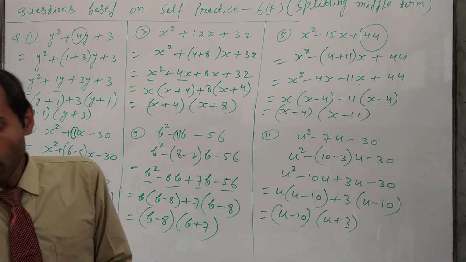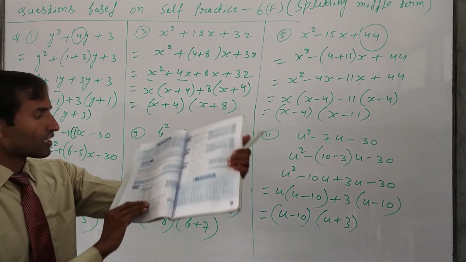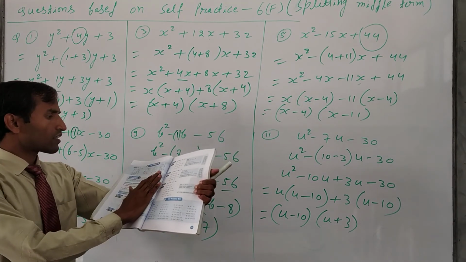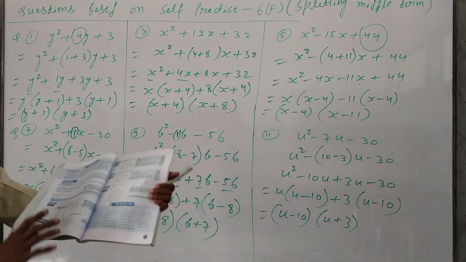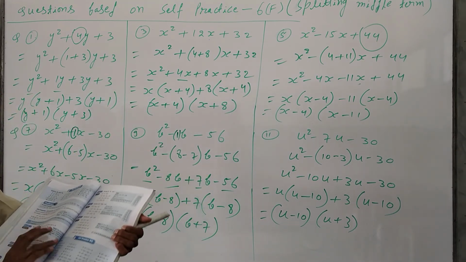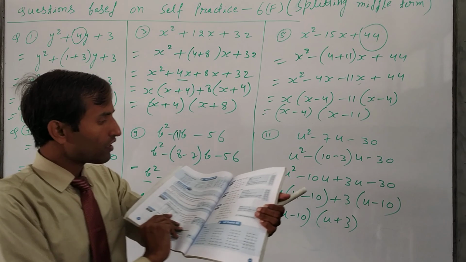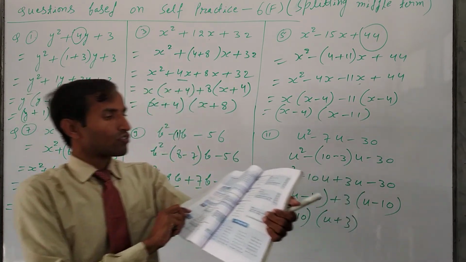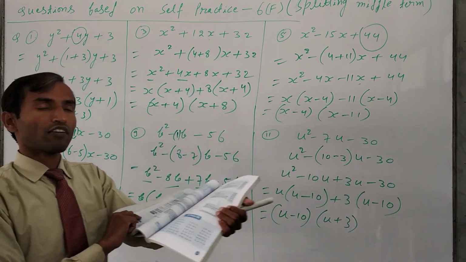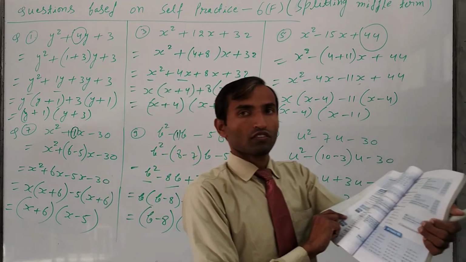Whatever remaining questions are there, just factorize them yourself, and use the same type of method for all the remaining questions. And I will do some questions from the documents also. Just go through that and then understand. If there is any confusion, you can ask me.